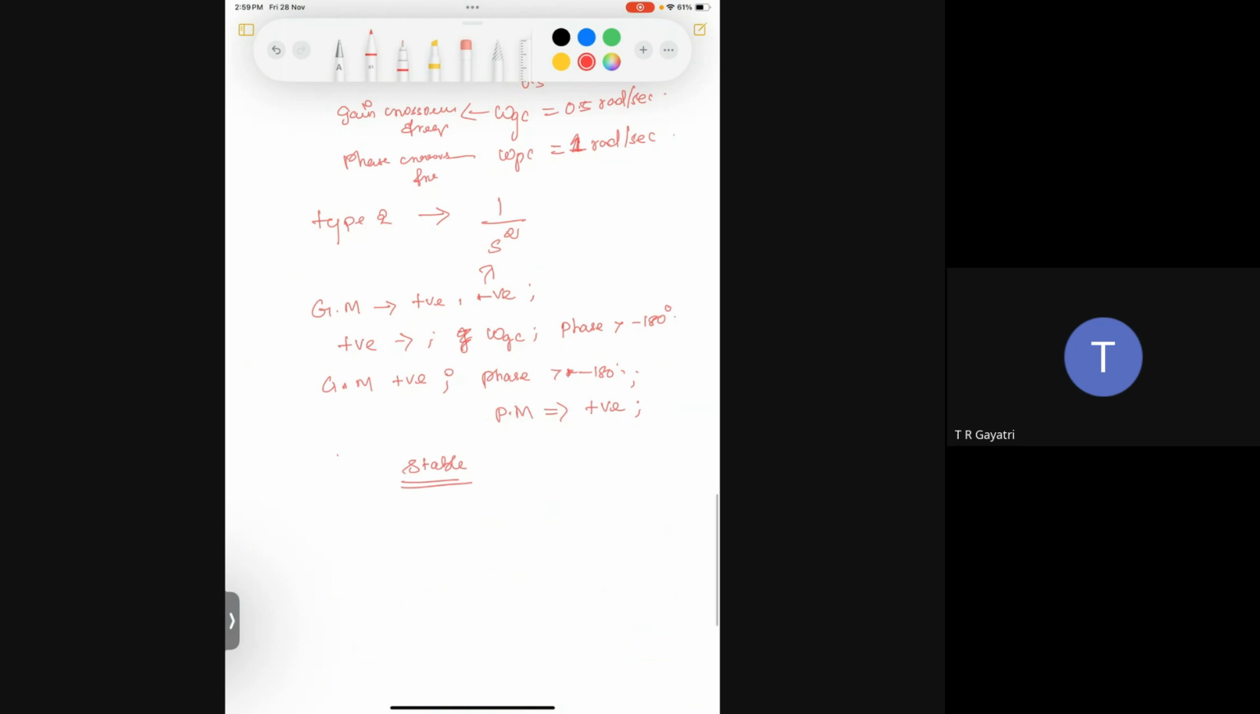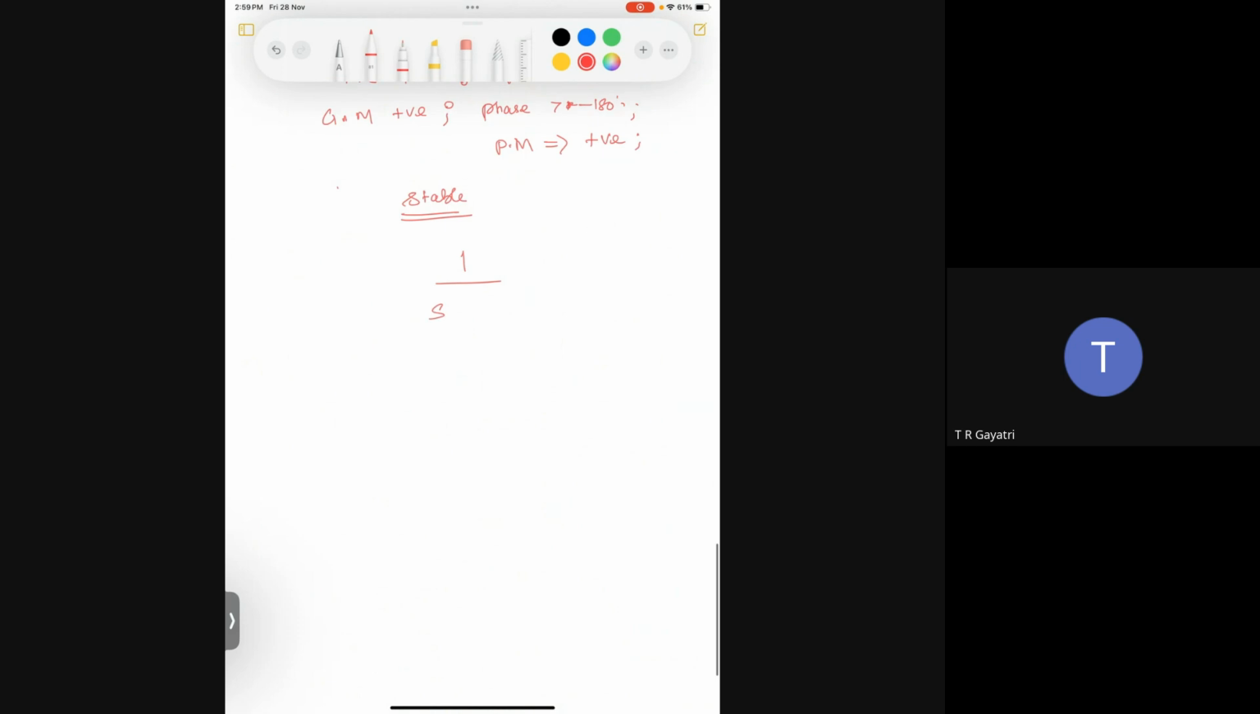We solved this problem, no? 1 by s into s plus 1 before. So I will take a similar problem, that is s plus 2 now, and we just try to solve it by hand so that you know both by MATLAB and by hand how it is. The desired requirement is Kv should be equal to 10. So the first question is, what is the gain value K, similar to the problem we solved.